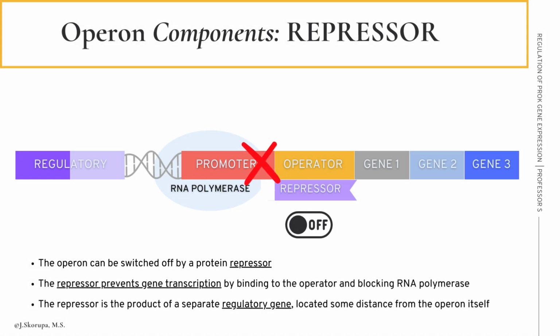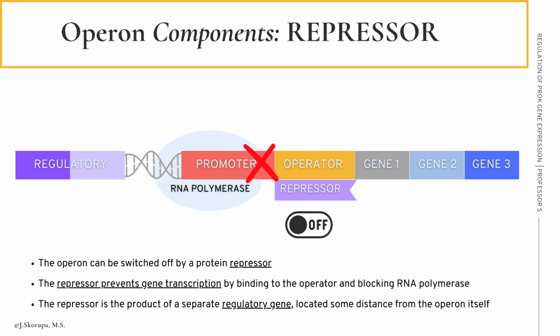The repressor. The operon can be switched off by a protein repressor binding to the operator. This literally creates a physical blockade. The repressor prevents gene transcription by binding to the operator and blocking RNA polymerase from traveling along the DNA to read it. Now, where does this repressor come from?